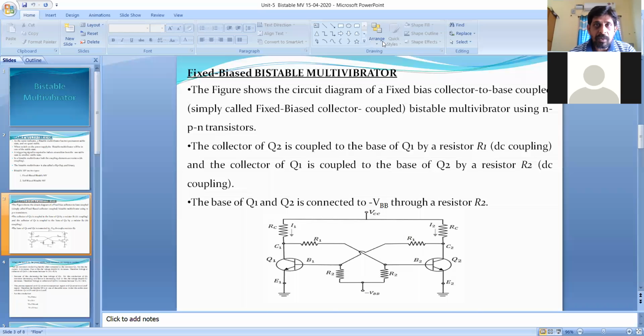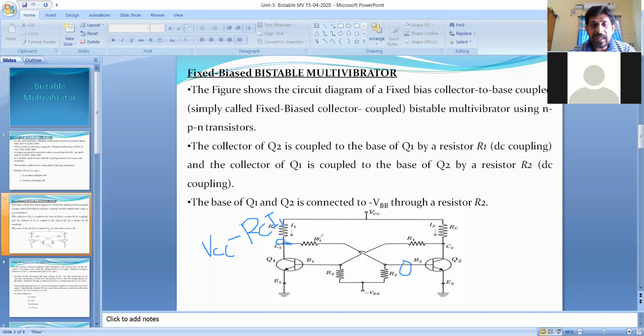When the drop across RC increases, what happened? The collector voltage is nothing but VCC minus RC I1. What happens as the current I1 goes on increasing? The voltage at the collector of Q1 decreases. Now this voltage is directly coupled to the base of Q2.